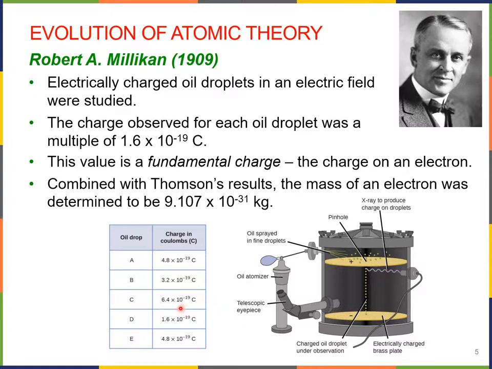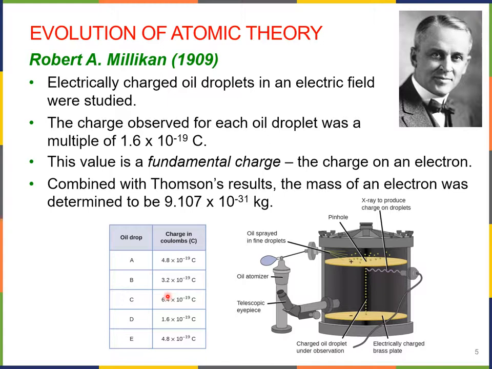And so if the opposing force, the force counteracting gravity, corresponded to a charge of 1.6 times 10 to the negative 19th coulombs, he assumed there was one electron. If it was 3.2, he assumed there were two electrons, and 4.8, three electrons, and so on.